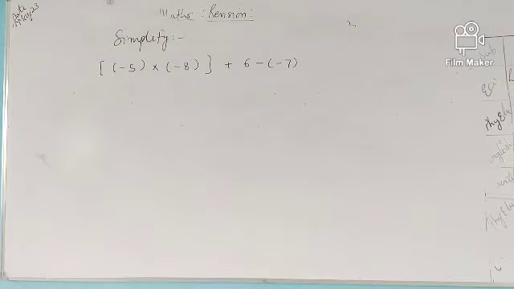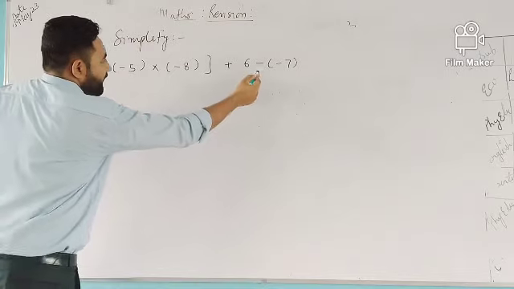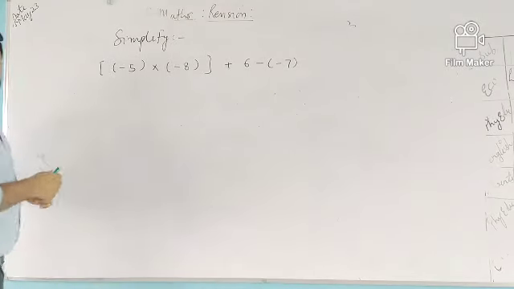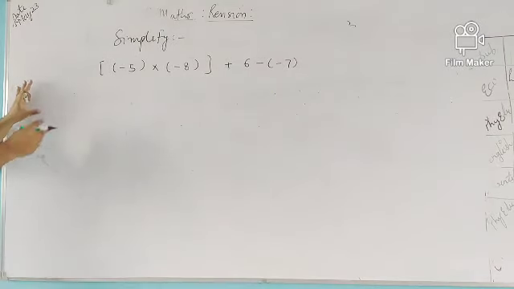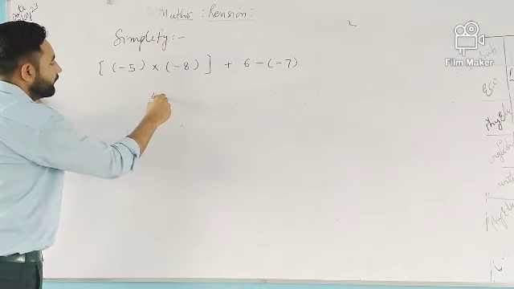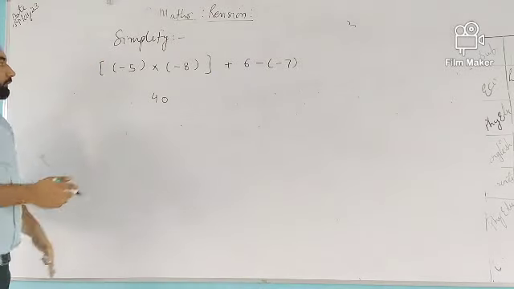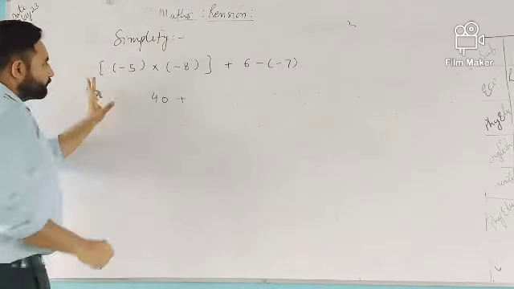Now simplify. Minus of 5 multiplied by minus of 8 plus 6 minus, in bracket we have another minus 7. So 5 8s are 40. What will be the multiplication of minus into minus? That is plus. So we don't need to put any sign. Plus 6.